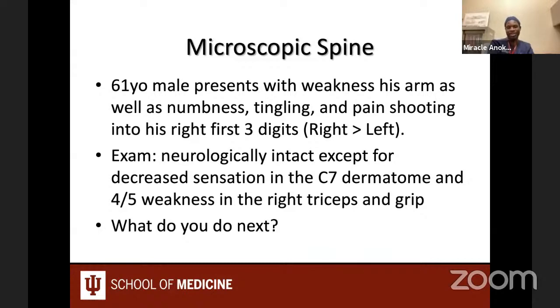Spinal MRI without contrast, correct. See? So what part of the spine? Do you want the whole spine? Do you want the cervical spine in the neck? Do you want the lumbar spine like we saw in the last one, or the thoracic spine that we haven't seen yet? What are you guys thinking? Cervical spine, correct. So let's get an MRI of the cervical spine.